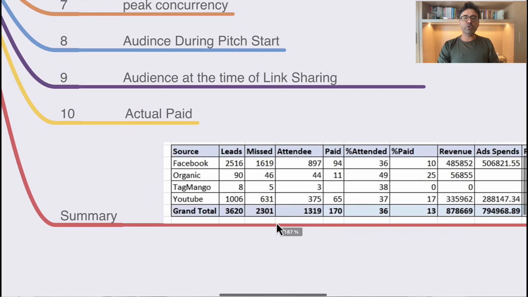And this is a good funnel that you are able to see: total leads to attendees, to people who are there at the time of pitch, to the time of sharing the link, to actual paid. When you see this funnel systematically, then you are able to see what is working best or where you need to improve. And once you have this entire data, then you can create a beautiful summary.